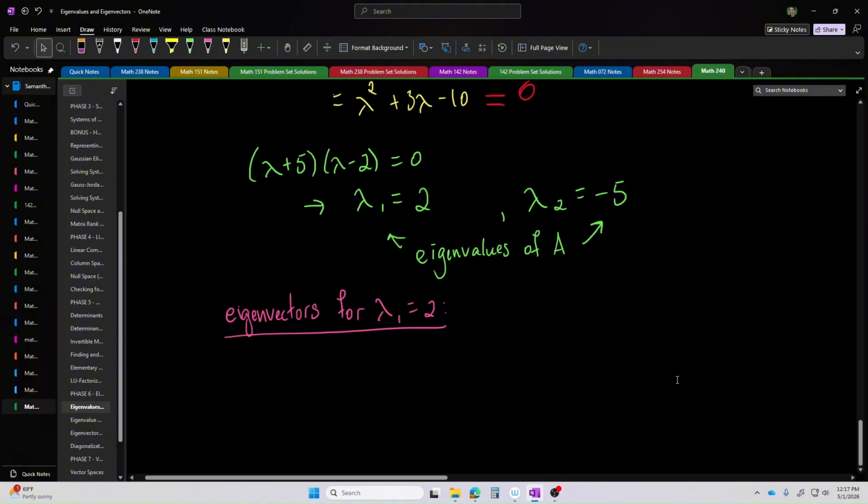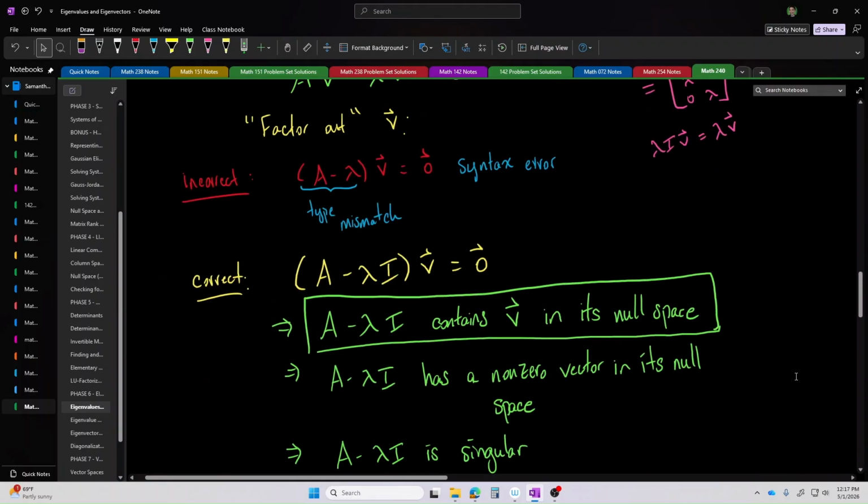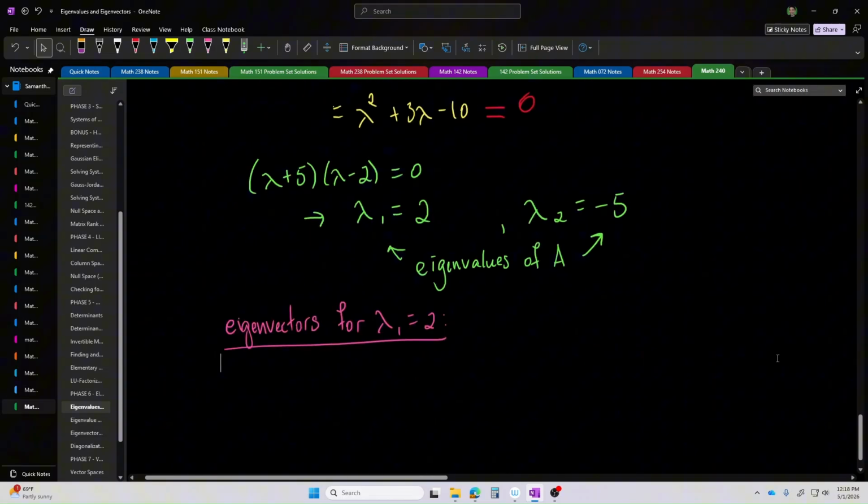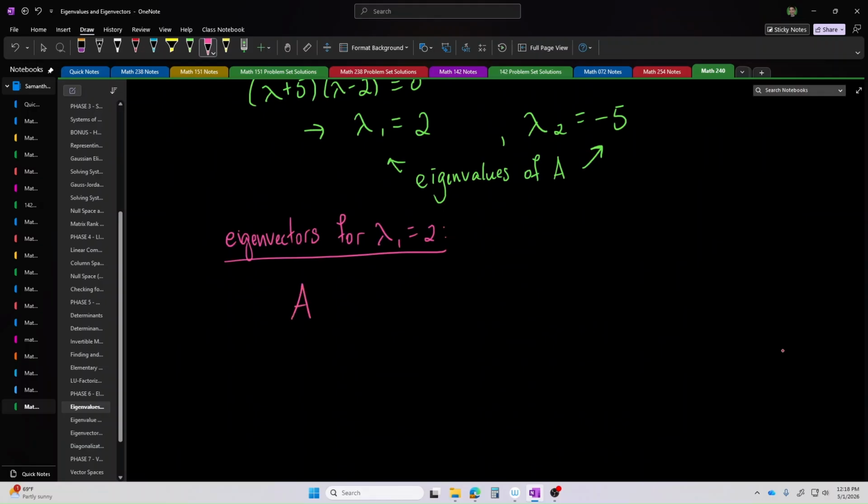Having identified my first lambda value as lambda 1 equals 2, to find the associated eigenvector, I'm going to use this property that we established earlier: if lambda is an eigenvalue associated with eigenvector v, then the eigenvector must be in the null space of the matrix A minus lambda times I. So I'm going to calculate A minus 2 times I, and I'm going to look in the null space of that matrix for the eigenvectors.